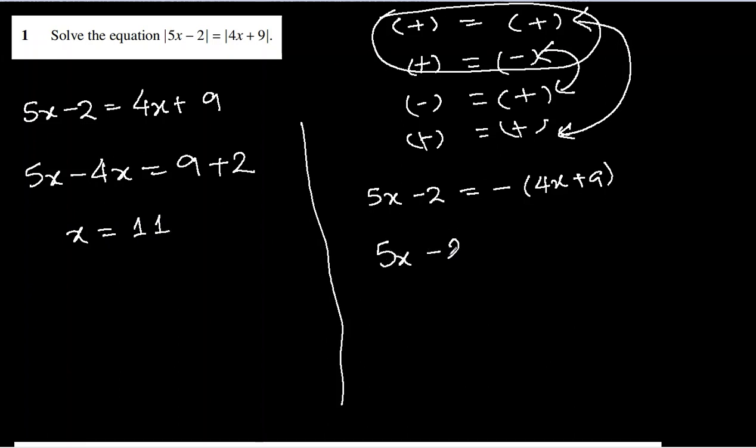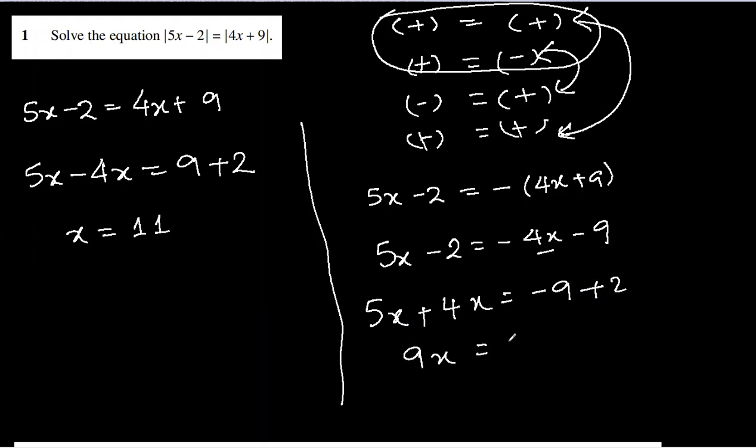What about this? 5x minus 2 equal to minus 4x minus 9. So let's bring minus 4x to the left side. So 5x plus 4x equal to negative 9 plus 2. So 9x equal to negative 7. x is equal to negative 7 over 9. These are the two answers.